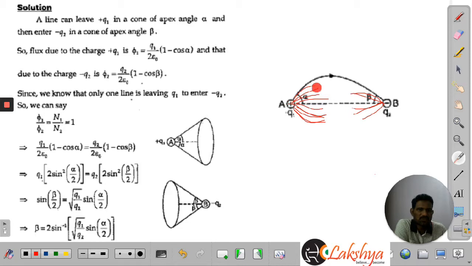Whatever the line starting from this, all the lines should reach this point B here less than this alpha. There may be some lines which do not reach the point B. That means we know there may be some lines like this. So these are some electric field lines which do not reach this point B here.